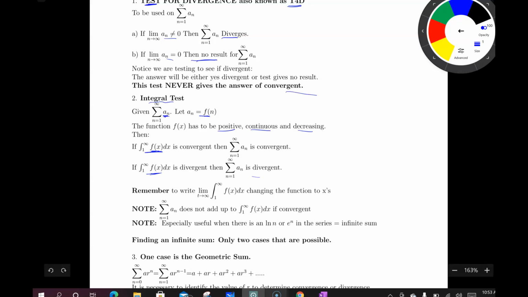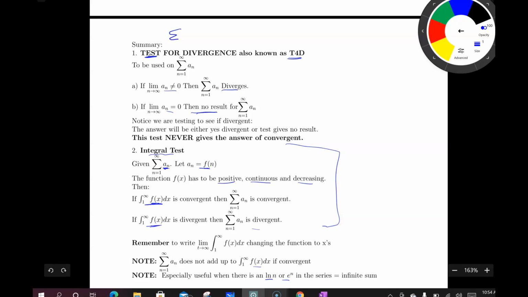So when is this test useful? Remember when e and ln are in there, and we don't know what the sum adds up to. So when is it useful to do the test for divergence? Well, I don't do the test for divergence unless nothing else seems to be working.